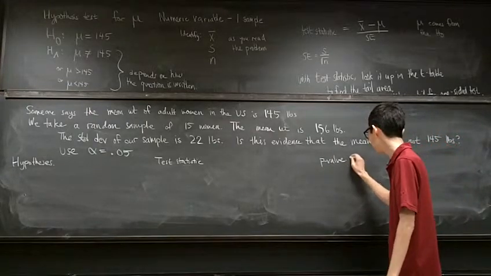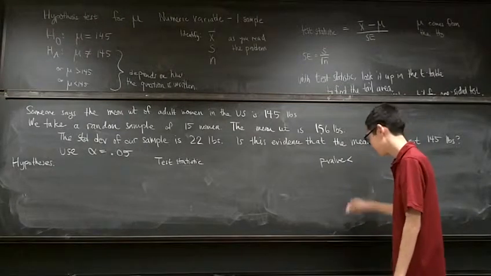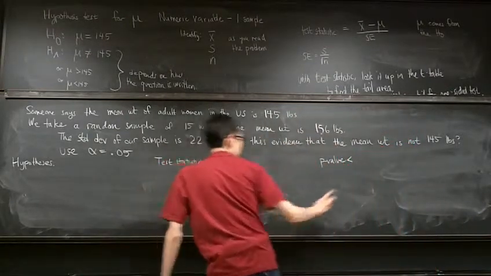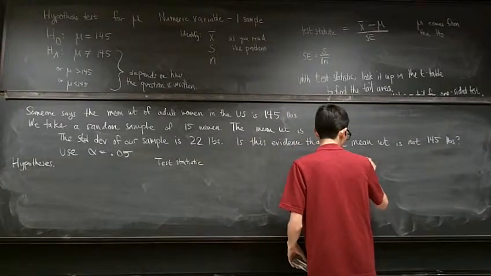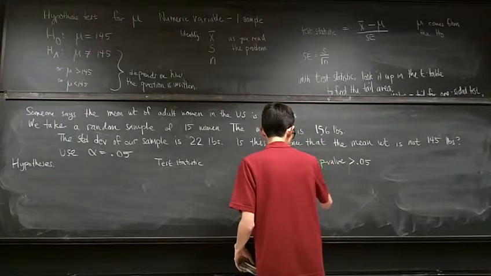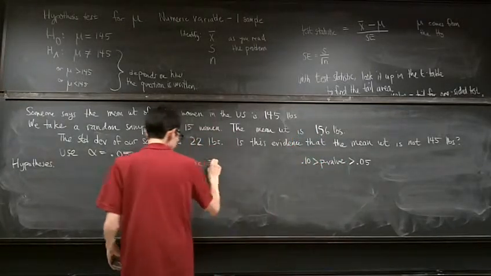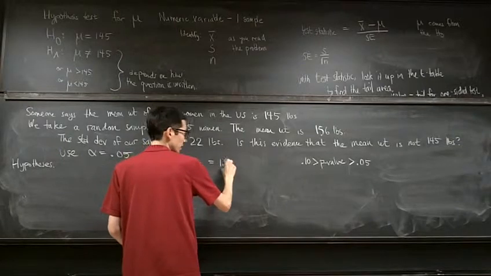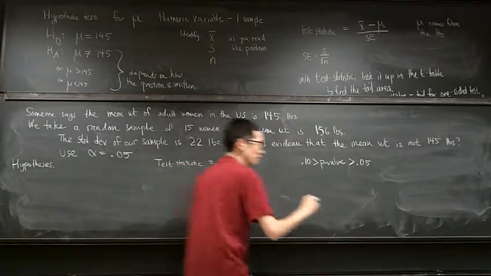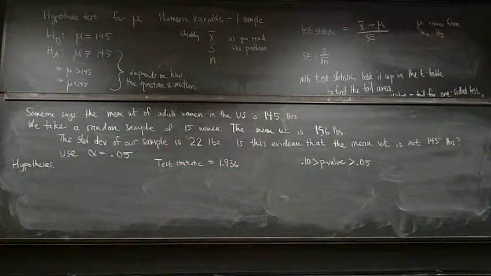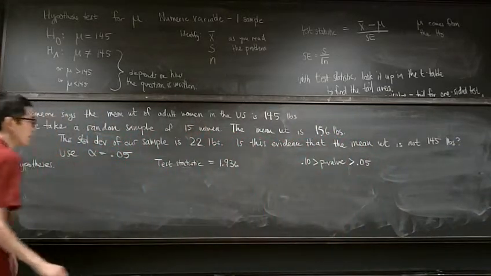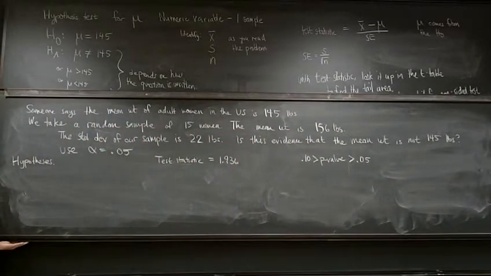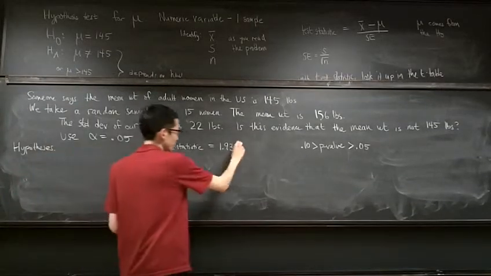So your p-value is going to be more than 5% but less than 10%. Your test statistic is going to be 1.936, I believe. Let me just check on that. Yeah, 1.936. Or 1.9365 if you want to keep more digits.